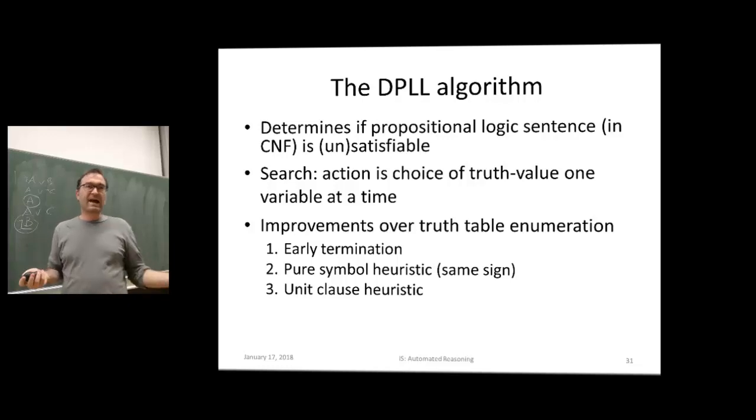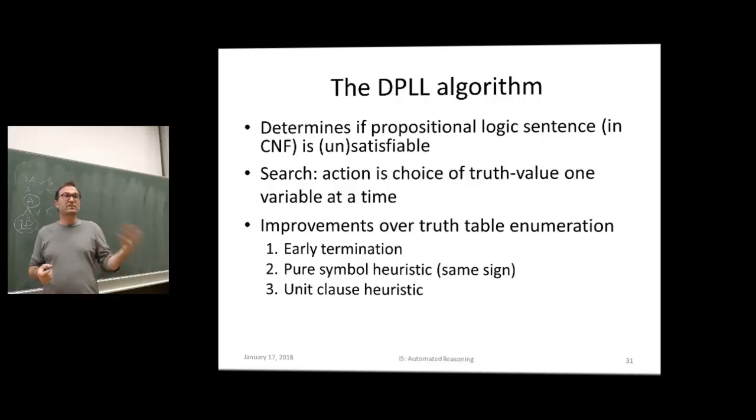So, practicalities. The Davis-Putnam algorithm determines if a propositional logic sentence in clause normal form is satisfiable or unsatisfiable. If you find a model, it's satisfiable. If you don't find a model, it's unsatisfiable. It's basically a search procedure where each action is a choice of a truth value in a partial assignment.